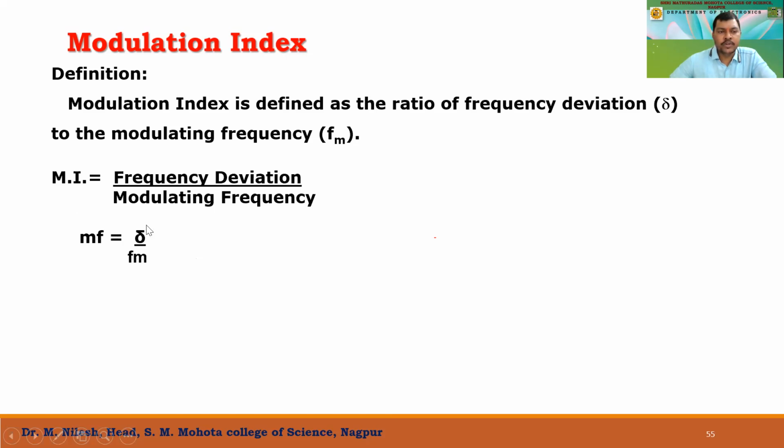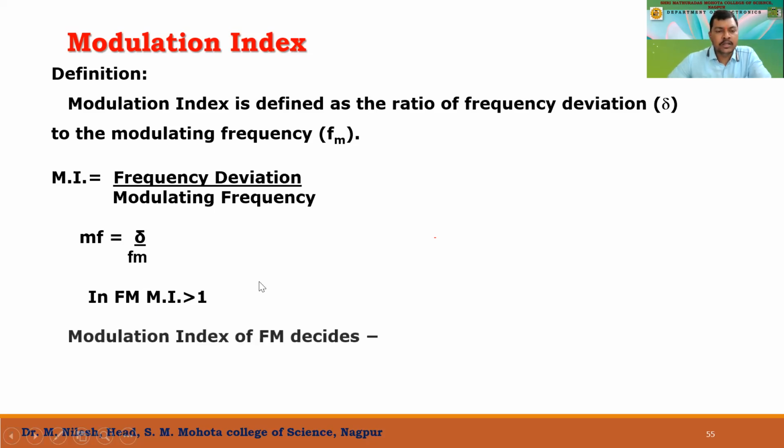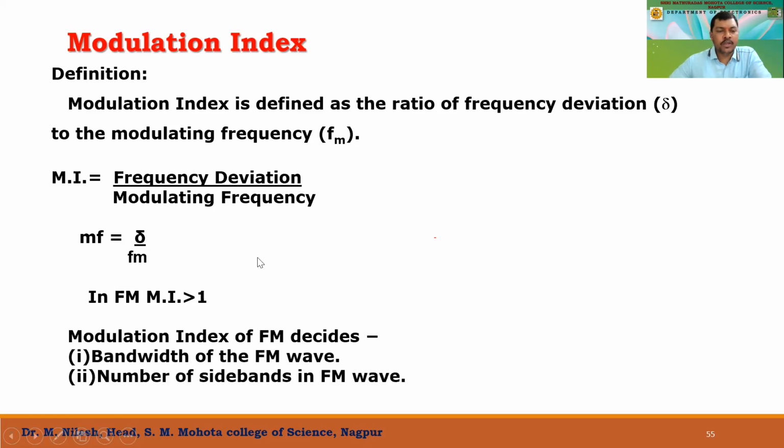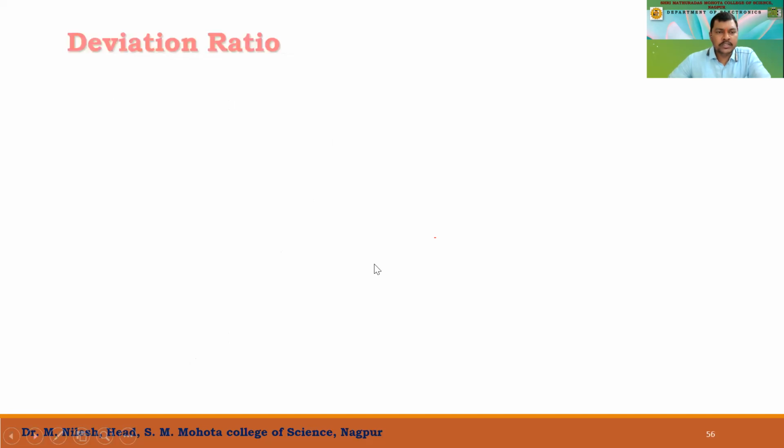So the modulation index of frequency modulation equals delta by Fm, and if the modulation index of frequency modulation is greater than 1, then the modulation index decides the bandwidth of the FM wave and the number of sidebands that appear in the wave. These are some of the results that we can actually see in the waveform. I will be showing you the waveforms and what happens with the sidebands in frequency modulation. So this is the definition of modulation index.